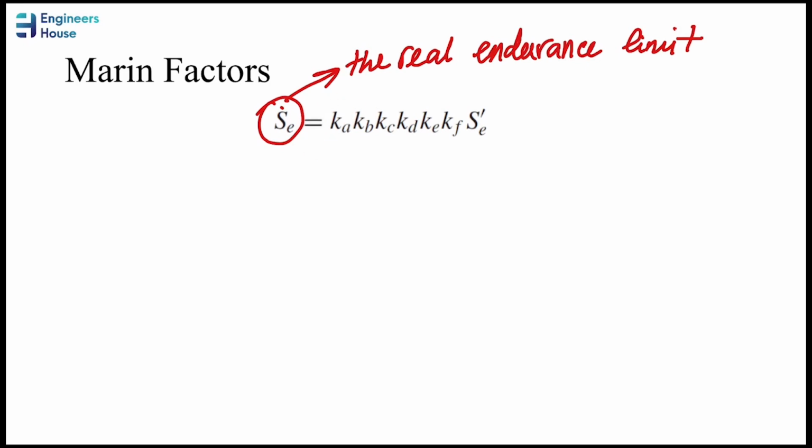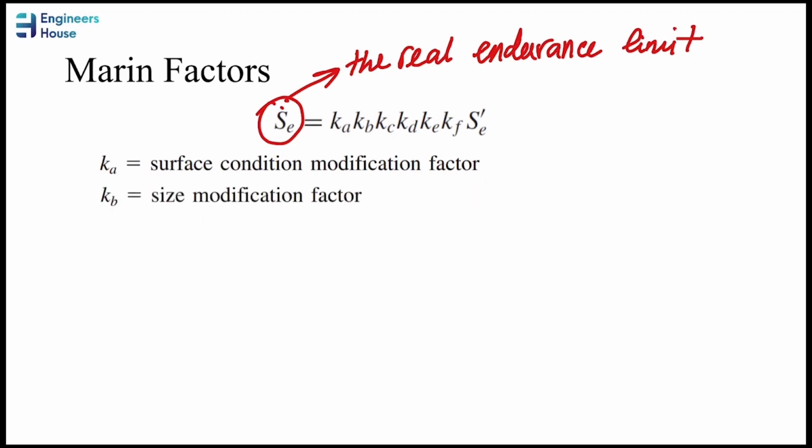We start with Ka. Ka is a surface condition modification factor. In fact, the SE prime obtained in the laboratory is from a very perfect polished surface, but the one we have in real cases is not like this. It could be ground or anything else. So we need to apply the Ka factor to obtain something more realistic. The other factor is Kb, the size modification factor, something that depends on the cross-section area. Is it circular or something else?